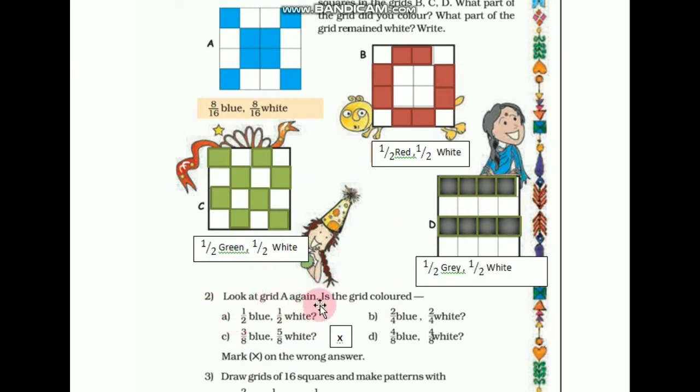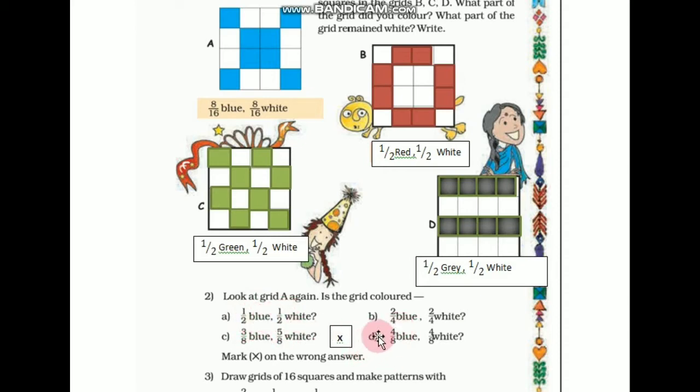Look at grid A again. Is the grid colored half blue, half white? Yes, because it is written in the question 8/16 blue, 8/16 white. That means 8 2s are 16, that means 1 upon 2. So this is correct because here both parts are the same. 1 upon 2, here also 1 upon 2.